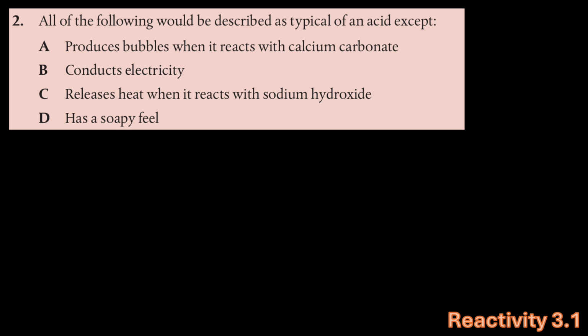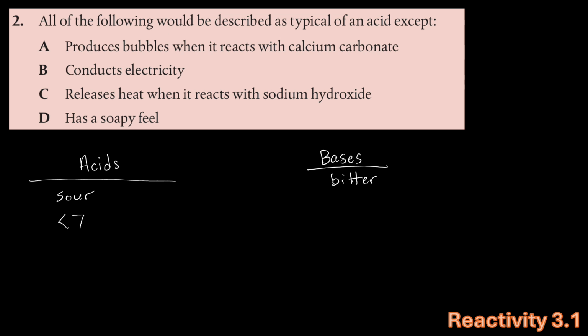So before we answer this question, I quickly want to go over the properties of acids and bases. So the first one is taste. Acids tend to taste sour, while bases tend to taste bitter. Then we have our pH. Remember, pH of acids is going to be less than 7. And then bases are going to be greater than 7.